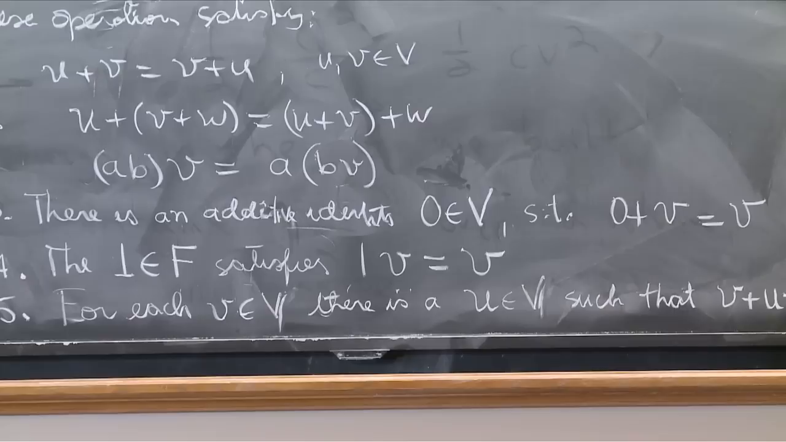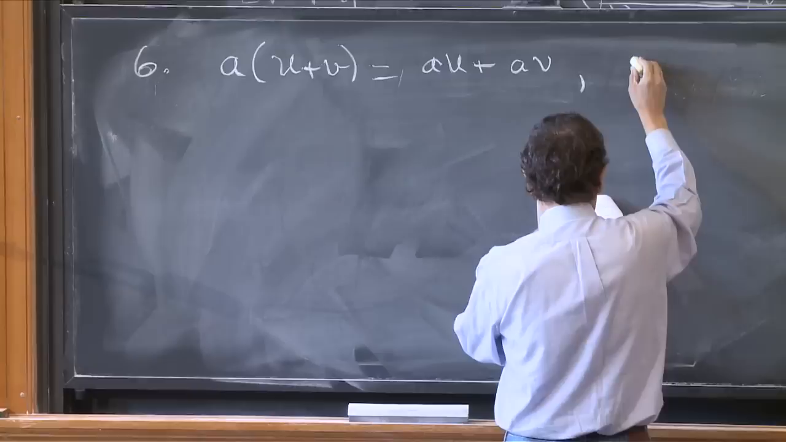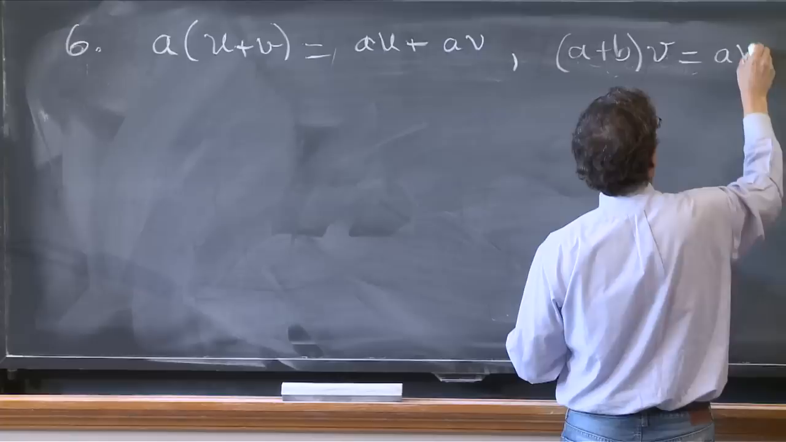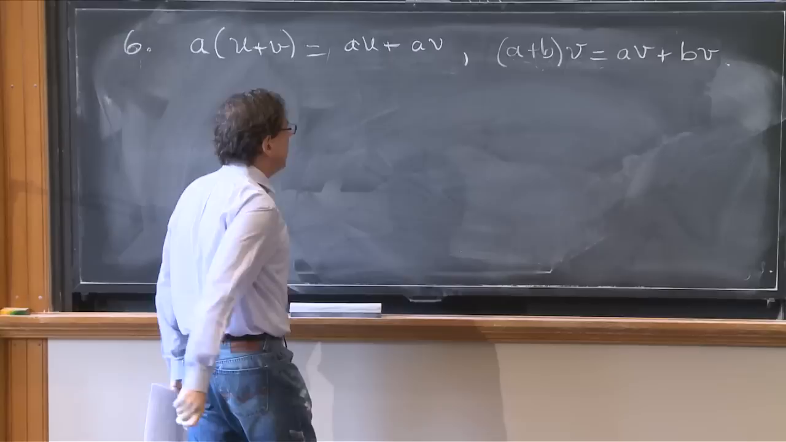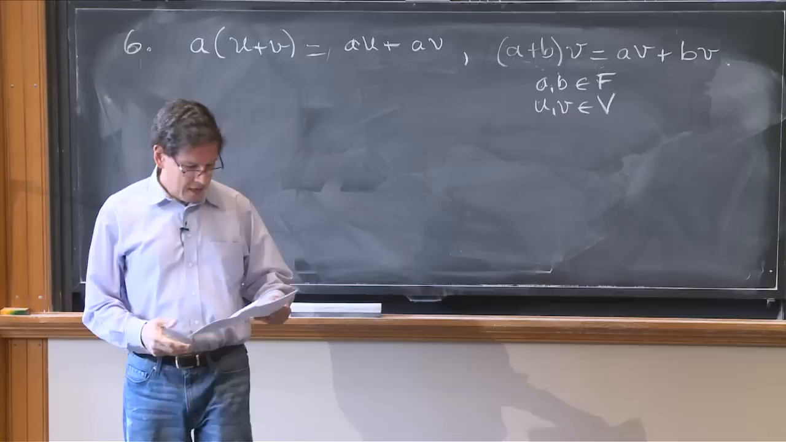And last is distributivity, which says that a times (u plus v) is equal to au plus av, and (a plus b) times v is equal to av plus bv. And a and b belong to the field, the numbers, and u and v belong to the vector space. Okay.